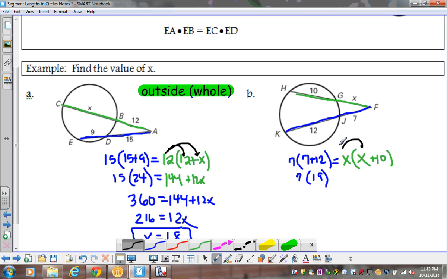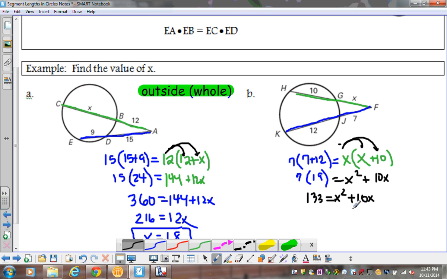Let's take that and distribute it through on the right side. So x times x is going to give me x squared plus x times 10 is 10x. All right, so let's go back to the left-hand side. So 7 times 19 gave us 133. That's x squared plus 10x.